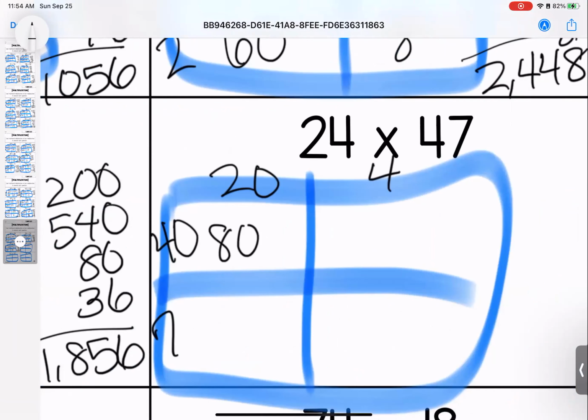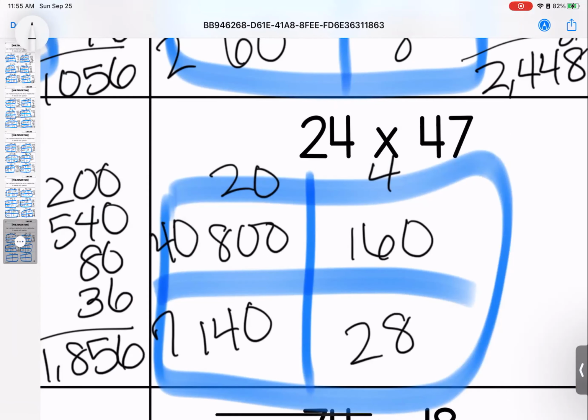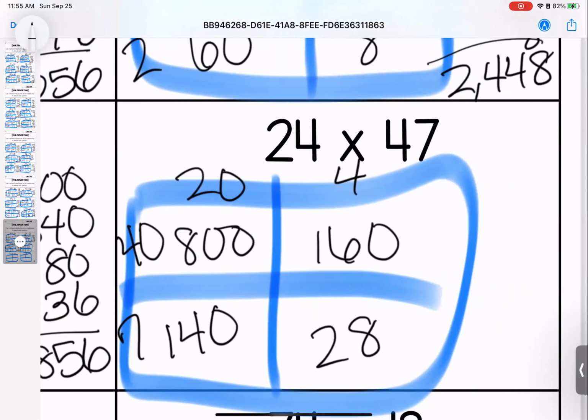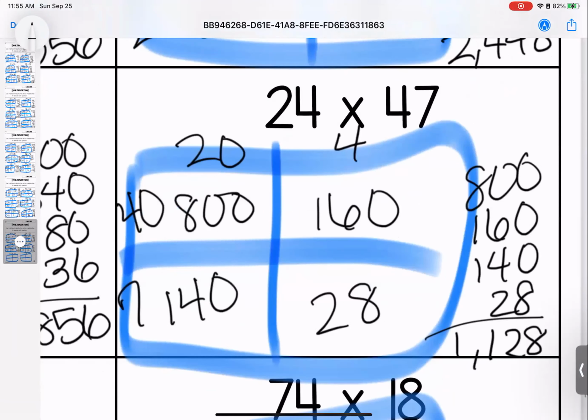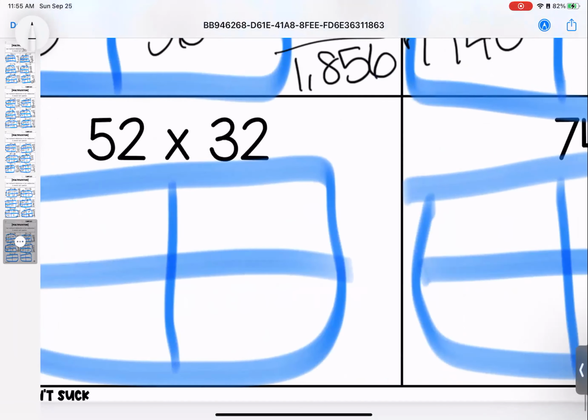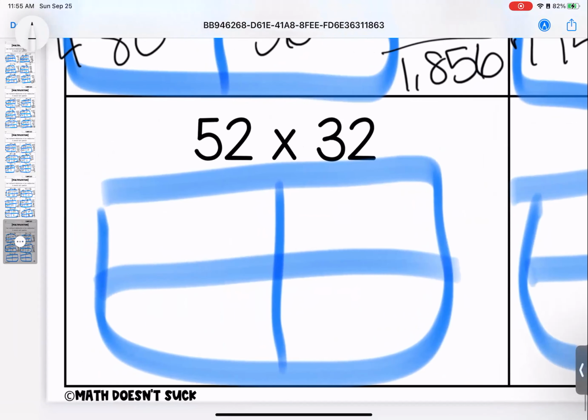4 times 2 is 8. We have 2 zeros. 4 times 4 is 16 and a 0. 7 times 2 is 14 and a 0. 7 times 4 is 28. We stack, we add, and we have 1,128. 2 more. Here we go.